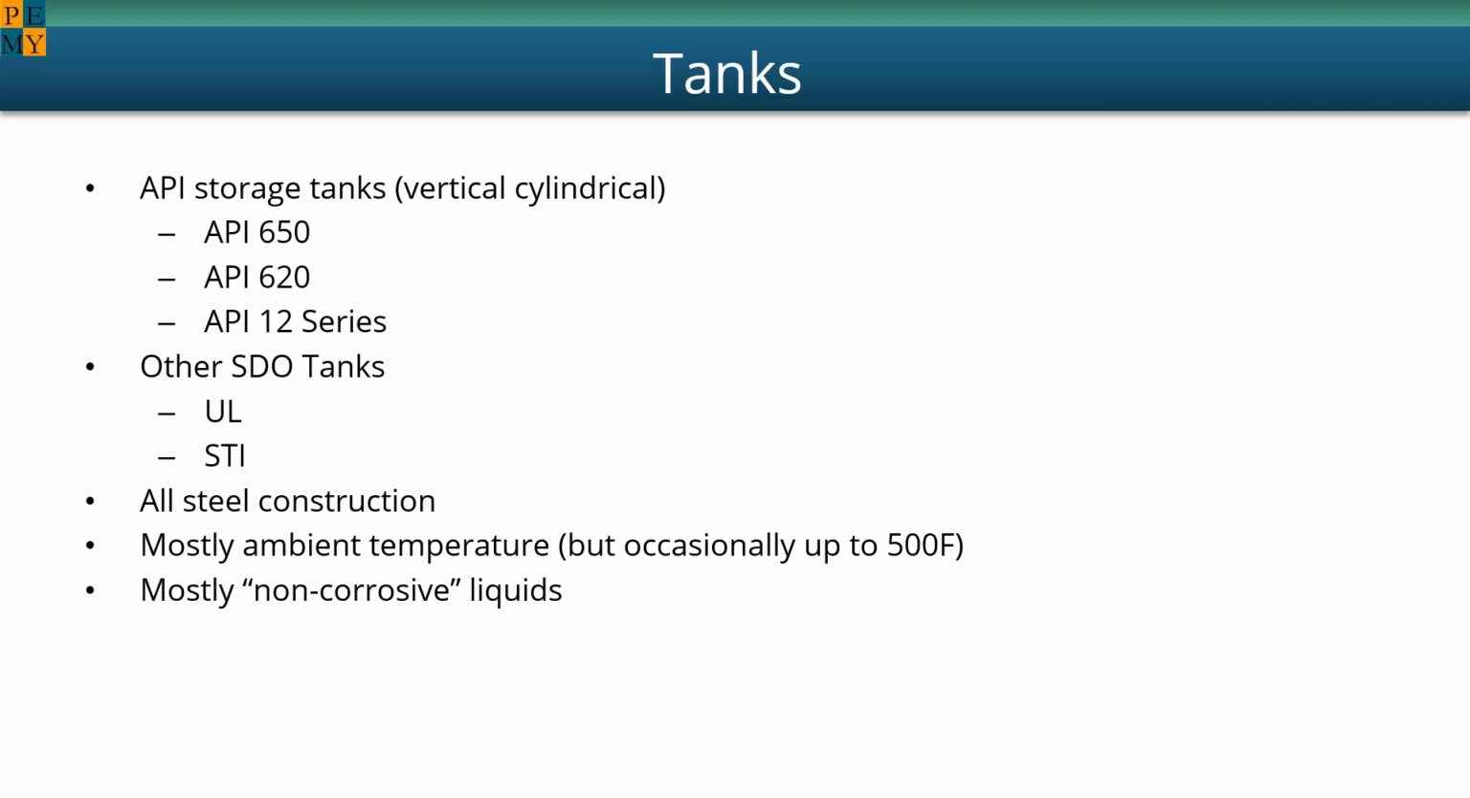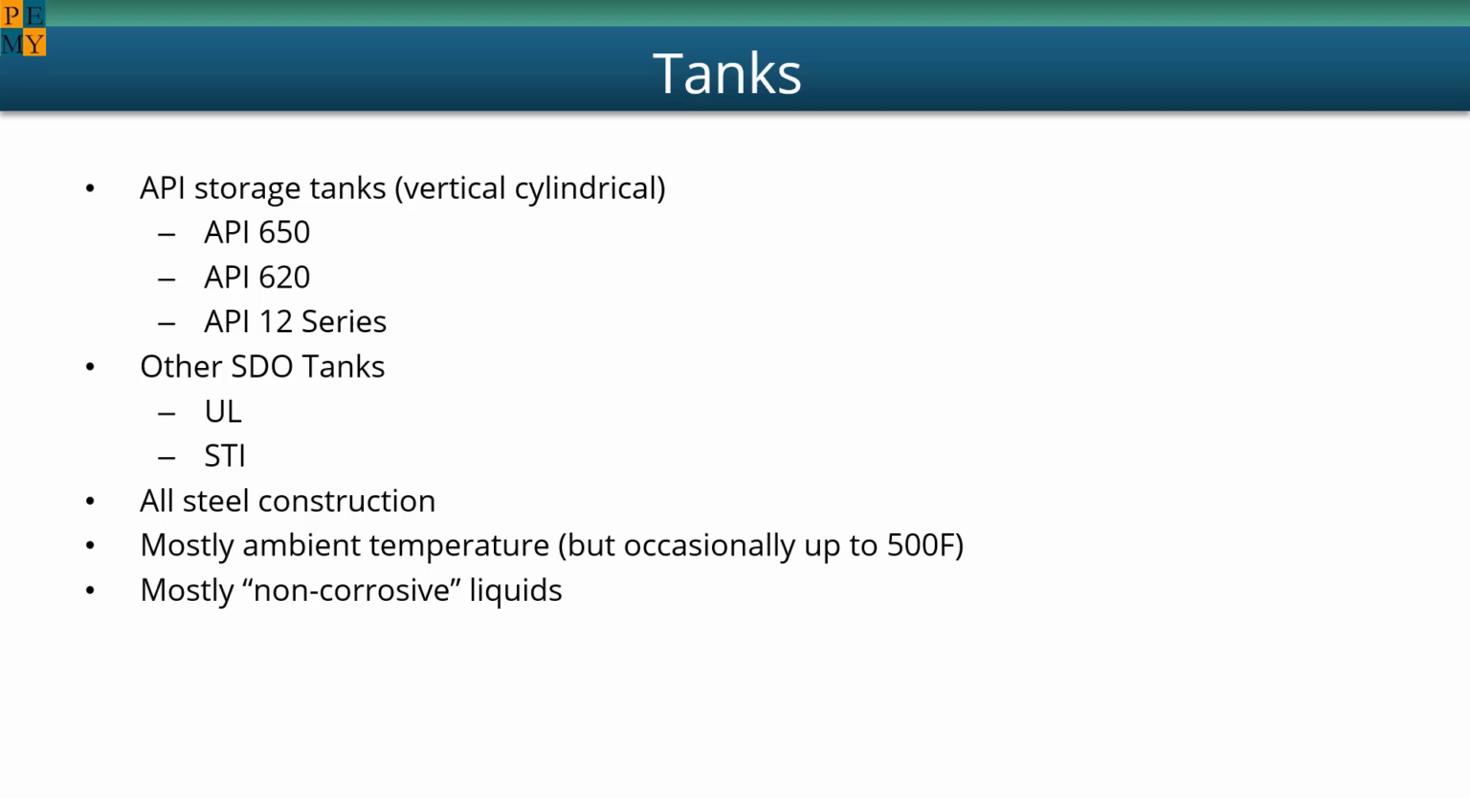Although I focus on typical API tanks, the ideas apply to tanks built to other standards such as UL and STI. Almost all of these constructions are steel, but one can build tanks of aluminum, stainless steel, or other alloys, and even of non-metallic materials. Today we'll focus on steel tanks.